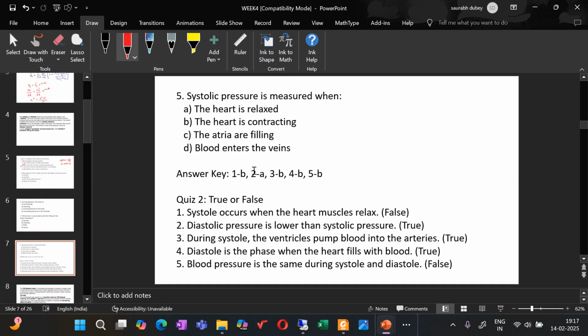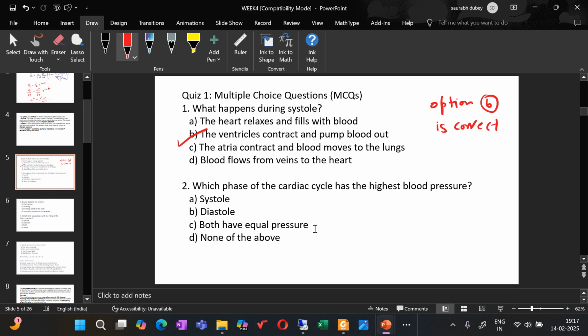So the answer for the second question is A. Option A is the correct answer.